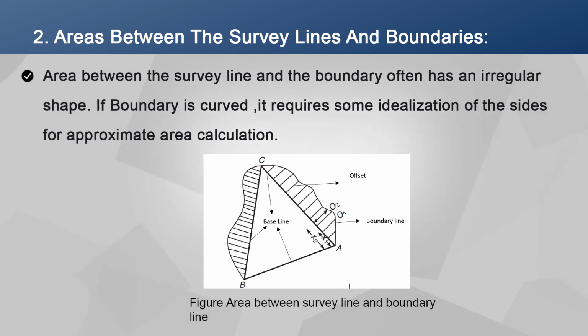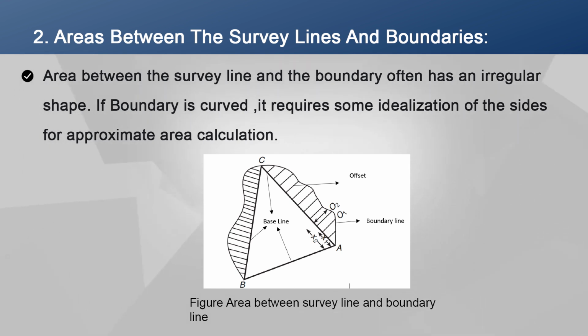I think you are able to see this particular figure. The boundary is a curved boundary and our survey line is a straight line. So calculating the area between the survey line and the curved boundary will be a challenging task, for which we are going to discuss some methodology.